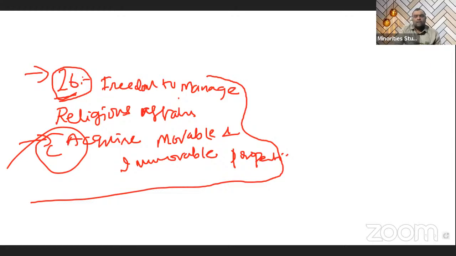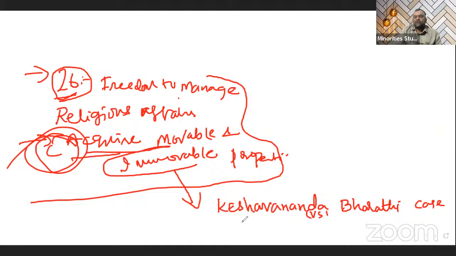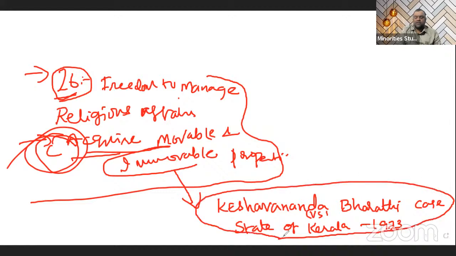All these things are there in Article 26, and based on this article, 26 clause C, comes a very, very important judgment: the Kesavananda Bharati case versus State of Kerala, 1973. What is this Kesavananda Bharati case? I'm going to tell you today. What happened exactly? Please remember, this is a very, very important judgment for a polity student.